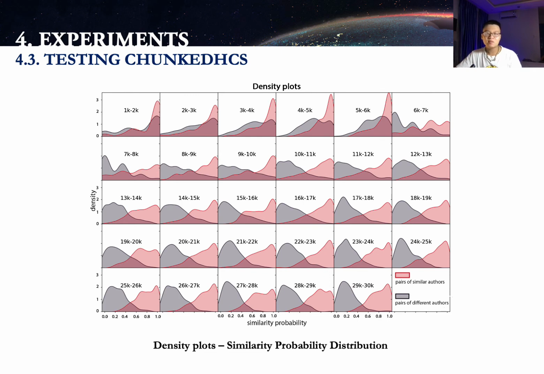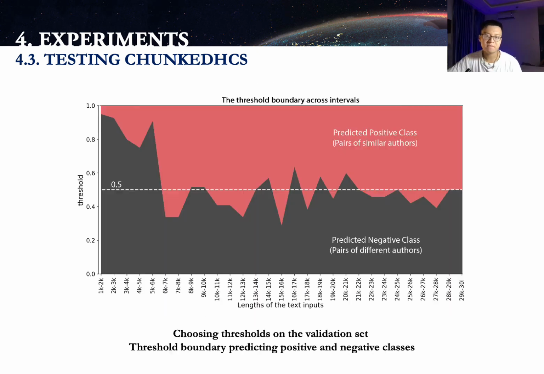This figure demonstrates the similarity probability distribution for the pairs of both similar and different authors. There are a few observations here. Text pairs below 10,000 characters tend to have a multimodal distribution. For text above 10,000 characters, the similarity probability has a unimodal distribution. As the text gets longer, the distributions of the two classes become more and more distinct.